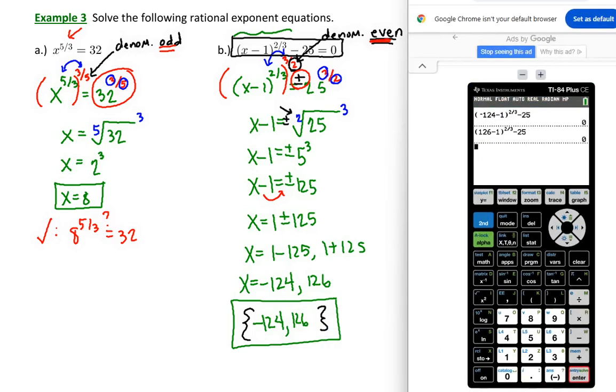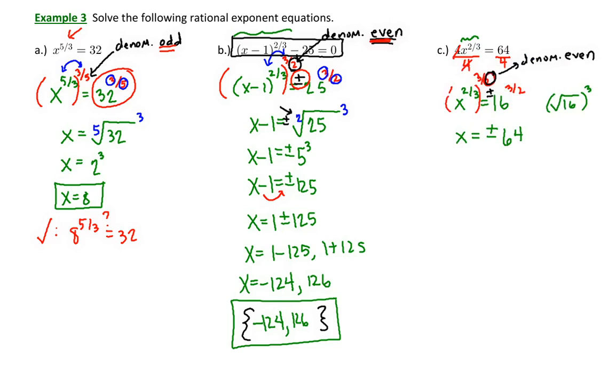So we have 4 times 64 to the 2/3 power. That gives us 64. And let's check negative 64. And that one balances as well. So we have two possible solutions, negative 64 and positive 64. Like with radical equations, make sure you verify both solutions to disregard extraneous solutions.